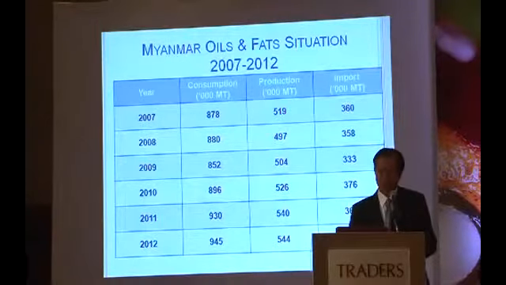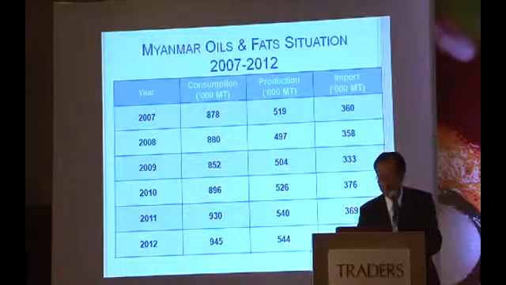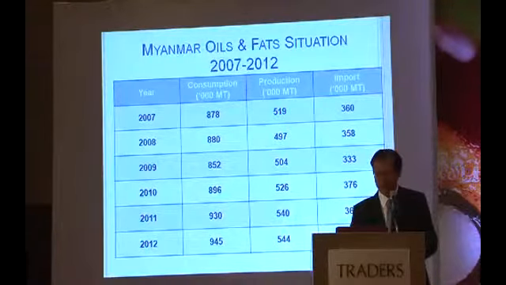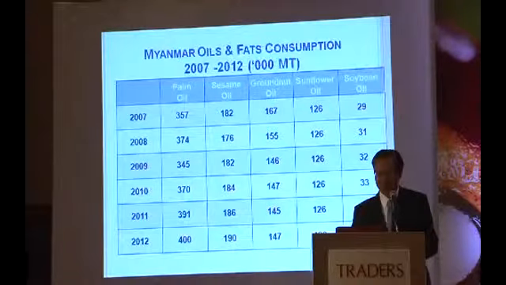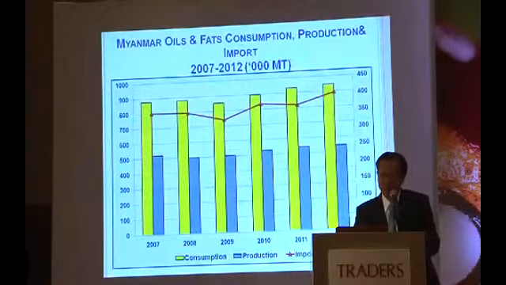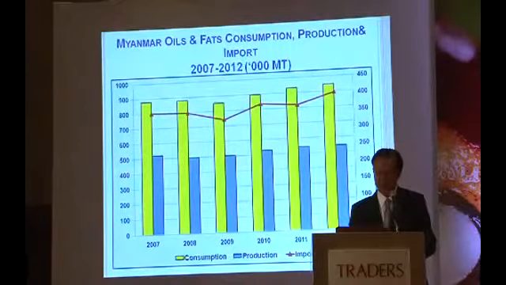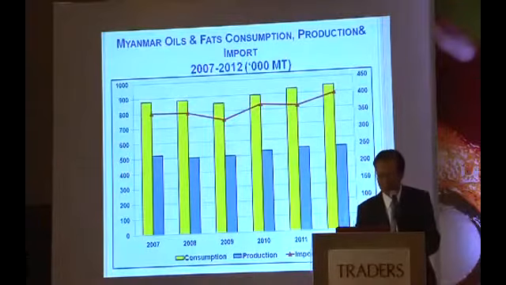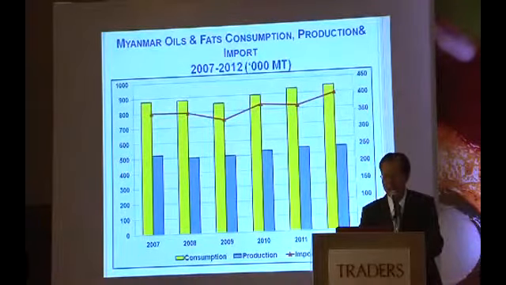And Myanmar market situation, this has been explained. You are importing a good amount of oils and fats, and this is to supplement shortage in production. And if we look at this chart, the one in yellow would be consumption, blue production, and the red line indicating the level of imports.